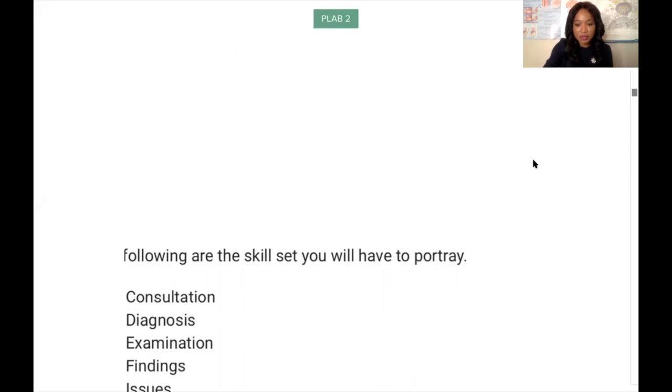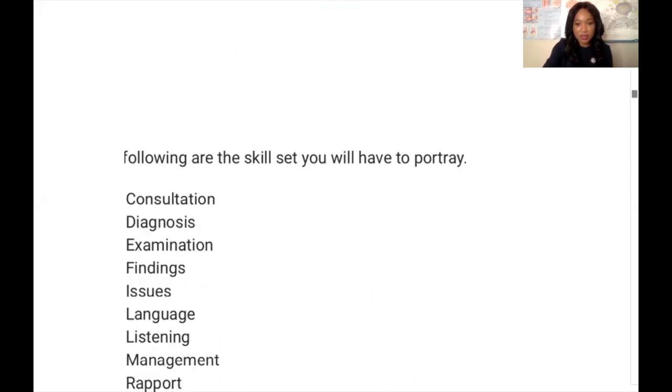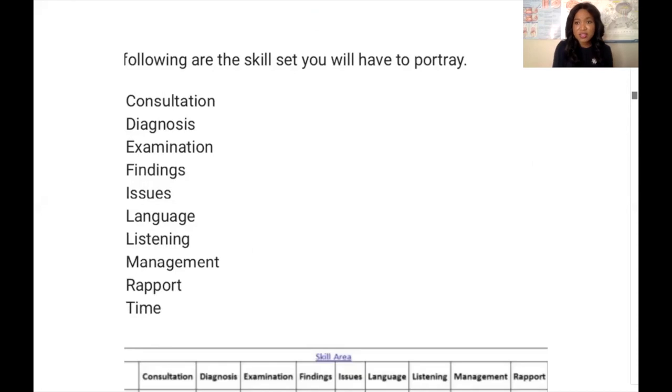So the following are the skill sets that you have to exhibit in the OSCE, because the OSCE is a test of skills. It's not a test of knowledge alone. It's a test of your skills. So they're checking how you consult, how you reach your diagnosis, how you examine, make your findings, and the issues. There's always an issue, especially in Canadian exams, Canadian OSCEs, there is always an issue.